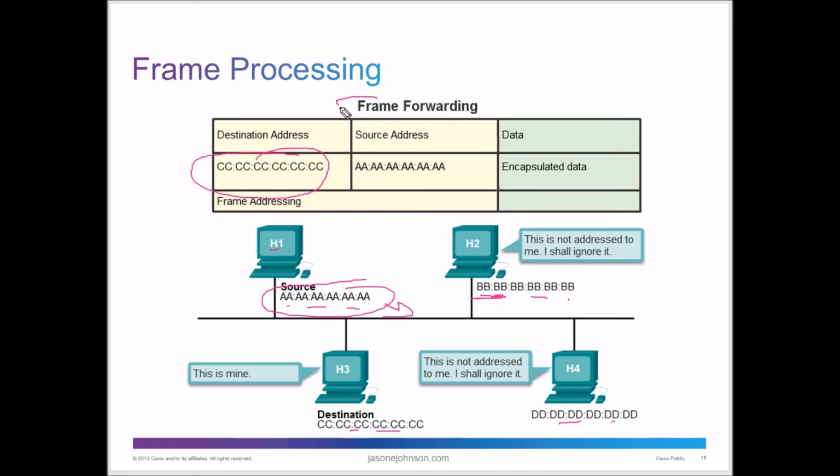When that frame comes to me, I'm going to see the destination first. I'm going to read that. So H2 is going to read that. Then it's going to read the source, and it's going to say that doesn't belong to me. I'm just going to drop it, and I'm not going to even pull up this data. I'm not even going to accept it, and so it doesn't get forwarded through.